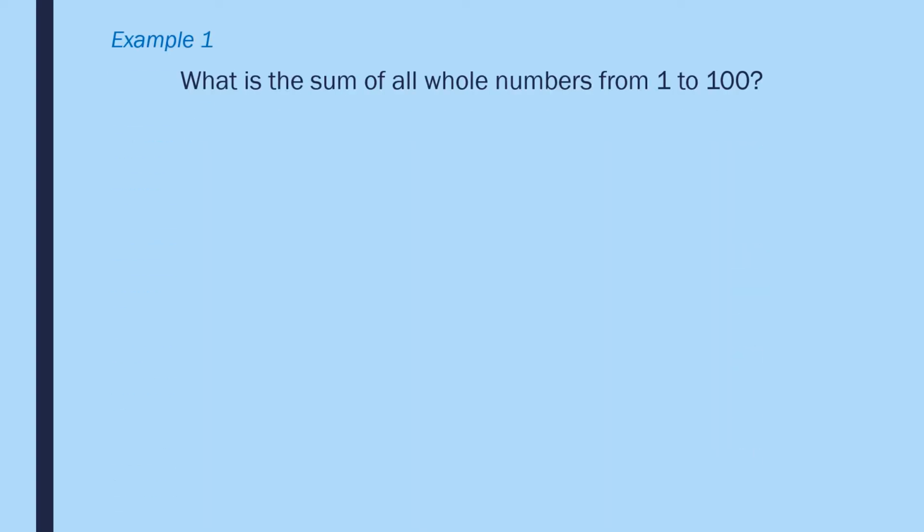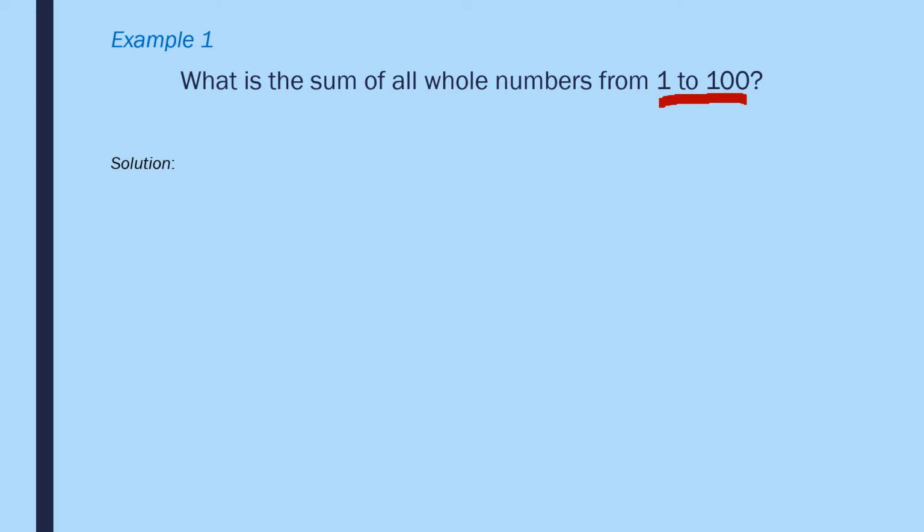As our first example, what is the sum of all whole numbers from 1 to 100? So we will just add the numbers 1 plus 2 plus 3 plus 4 plus 5 until 100. Okay, could you imagine that?